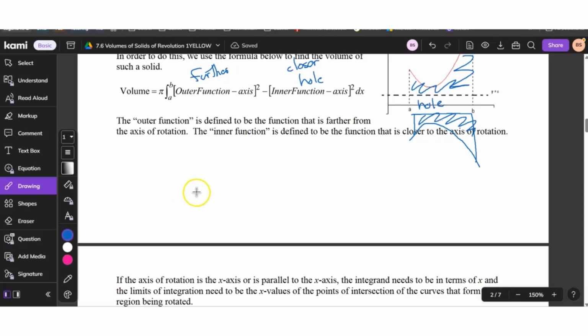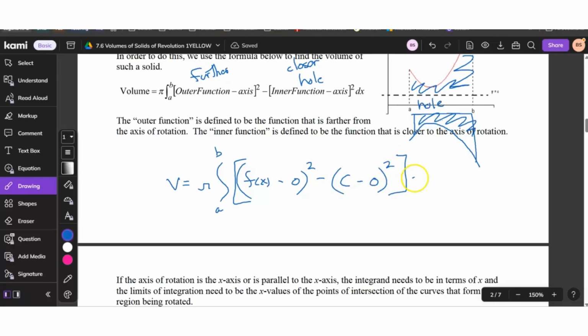Let's write out what that would look like in our particular case here. The volume is equal to pi, the integral from a to b, because we don't have numbers for them yet. And this would be f of x, our function, that red line, minus the axis of rotation, which is 0, all squared, minus the inner function, which is just going to be c, whatever we made c, minus the axis of rotation 0, squared. And then that whole thing dx.